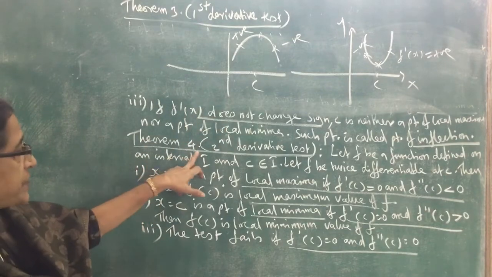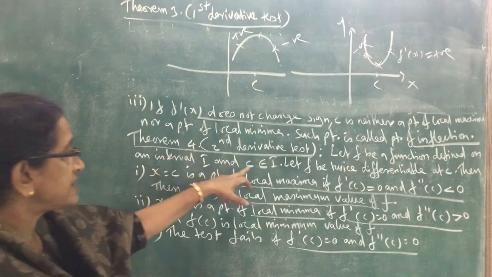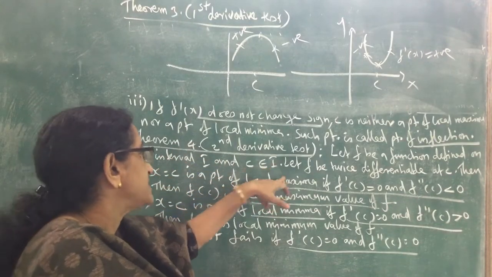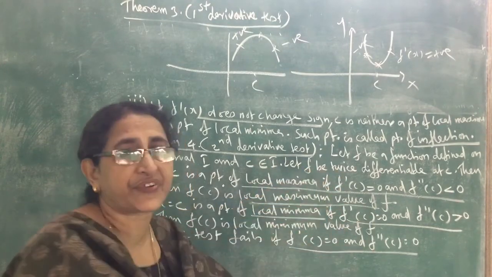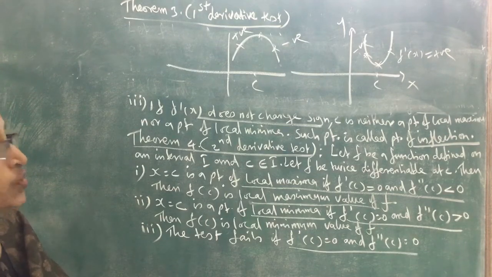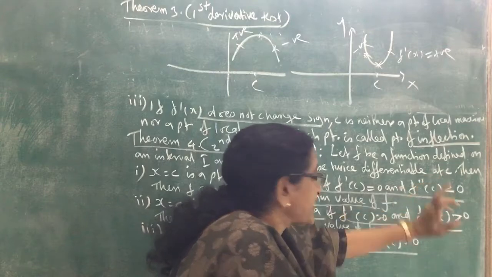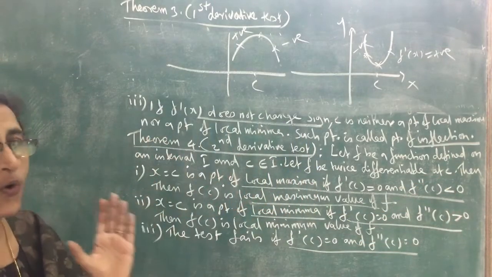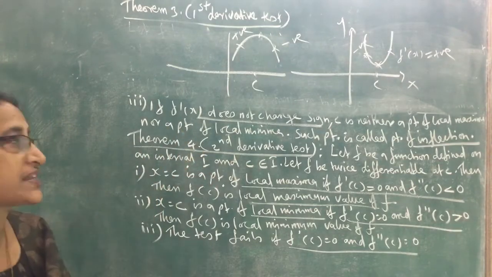Now the second derivative test. Let f be a function defined on an interval I and C is an element of I, a point of that interval. Let f be twice differentiable. That means it should be differentiable two times, so the second derivative should also exist. In that case only we can use the second derivative test.